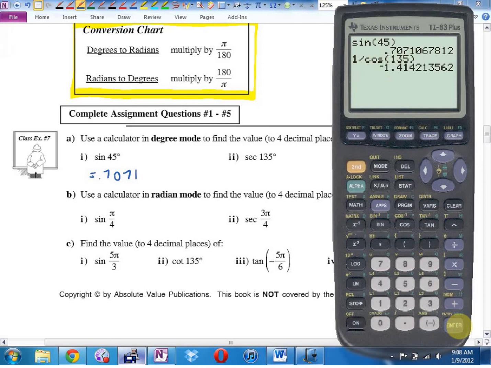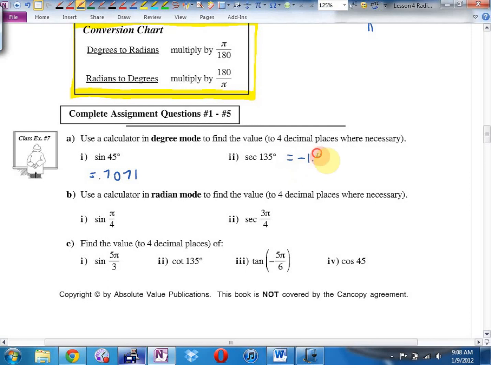Negative, does that make sense? Oh yeah, cast rule, it should be negative. I could have anticipated that. B says use a calculator in radian mode.